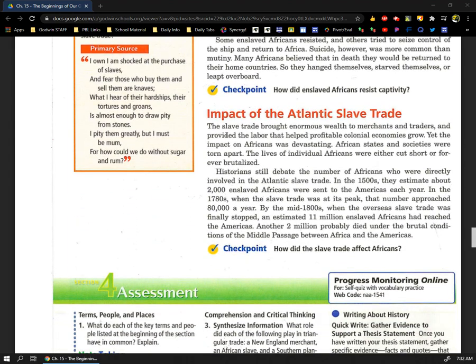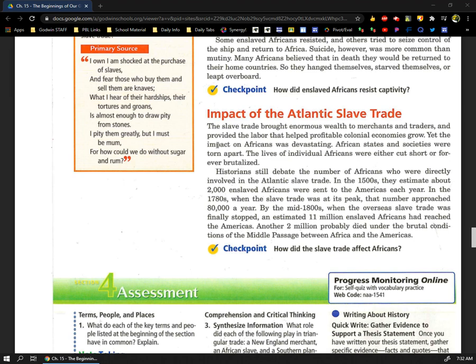Impact of the slave trade. The slave trade brought enormous wealth to merchants and traders, and provided the labor that helped profitable colonial economies grow. Yet the impact on Africans was devastating. African states and societies were torn apart. The lives of individual Africans were either cut short or forever brutalized.